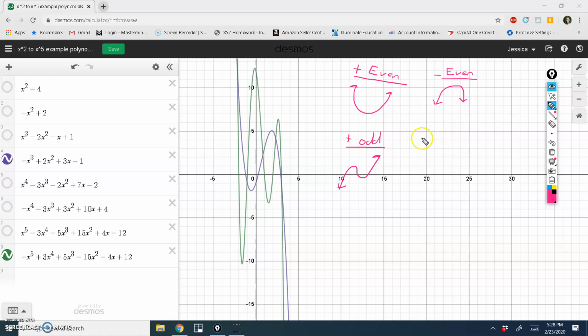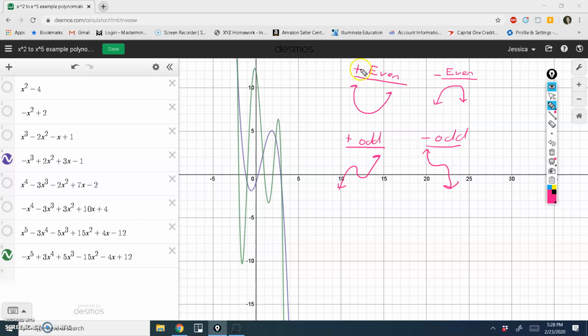So the shape of a negative odd starts from up here, does whatever bumps it's going to do, but then ultimately goes down. So it comes from the left, it descends, it bumps a little bit, and then it keeps descending here. Okay, and so keep these shapes in mind because we're going to talk about end behavior. In other words, what's going to happen when we go all the way out to negative infinity or positive infinity.